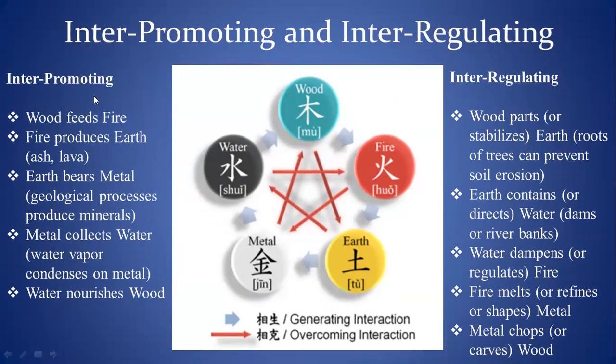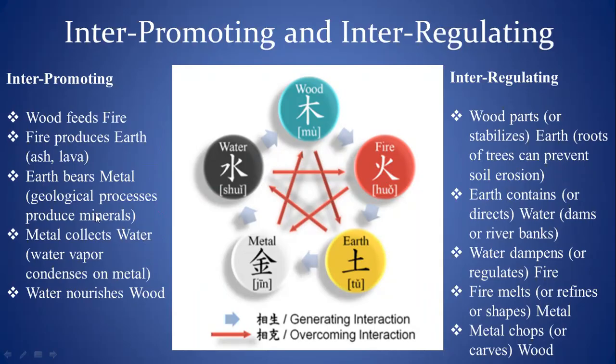So you've got here inter-promoting, that is when the generating or creation cycle is in balance, this outward cycle here. So wood feeds the fire, you've got coming here. Fire produces earth in the form of ash or lava, which is this one.